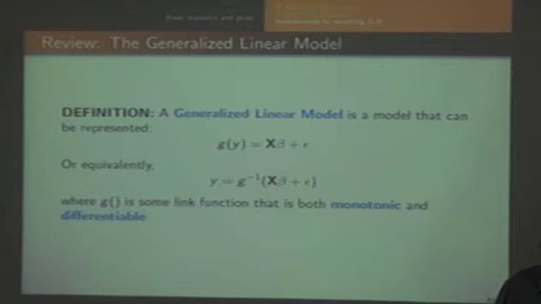Okay, a generalized linear model is a model that can be represented in this form, where G is some link function that linearizes the YX relationship. And it needs to be monotonic and differentiable in order for maximum likelihood estimation to be possible.